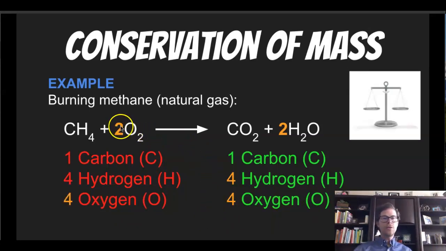Well, we can throw a 2 in front of this O2 over here. Now, because I've multiplied that O2 times 2, I have 4 oxygens on the left. So I've got 1 carbon, 1 carbon, 4 hydrogen, 4 hydrogen, 4 oxygen, 4 oxygen. And that is a balanced chemical equation. So that's really what we're all about here, trying to stick these coefficients in so that we don't end up with any atoms of some element that appear or disappear without having come from the other side.